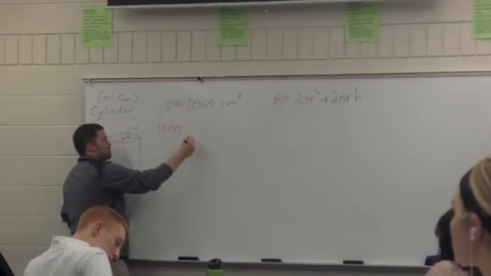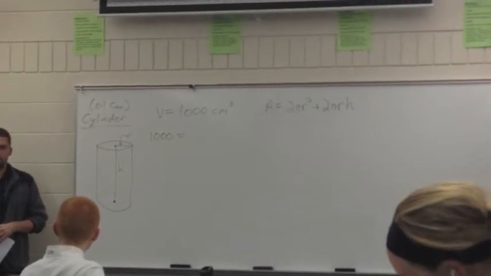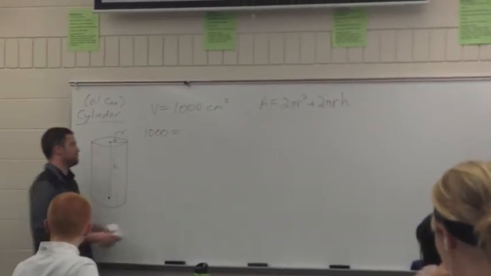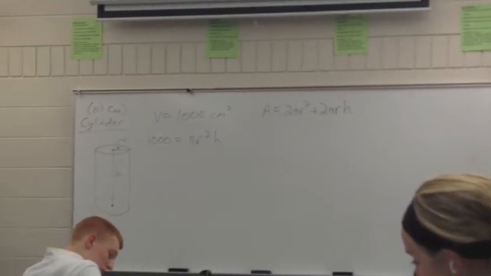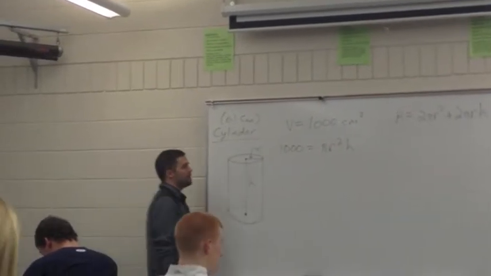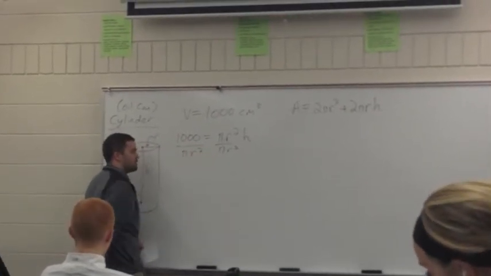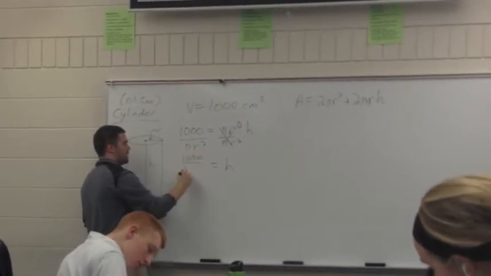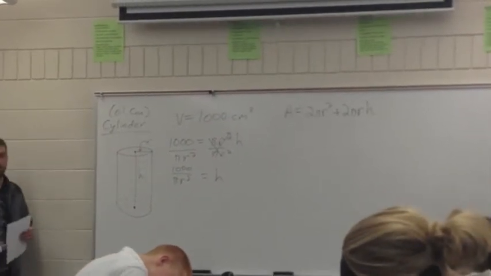Let's write an equation for volume. 1,000 equals, what did we say volume was? Pi r squared h. Good. If I want to solve this for r or h, let's solve it for h, I think that'll be easier. I'm going to divide both sides by pi r squared. Gone. I'm left with h equals 1,000 divided by pi r squared. Any questions on how we found h?